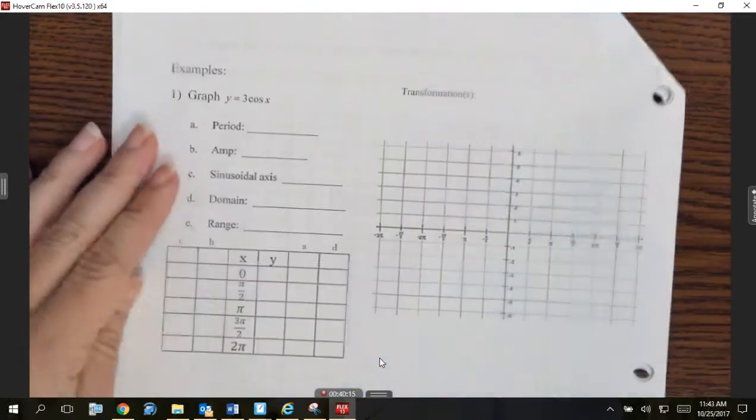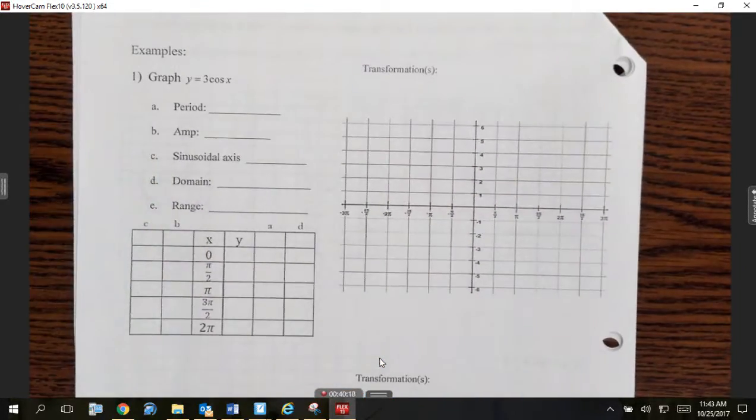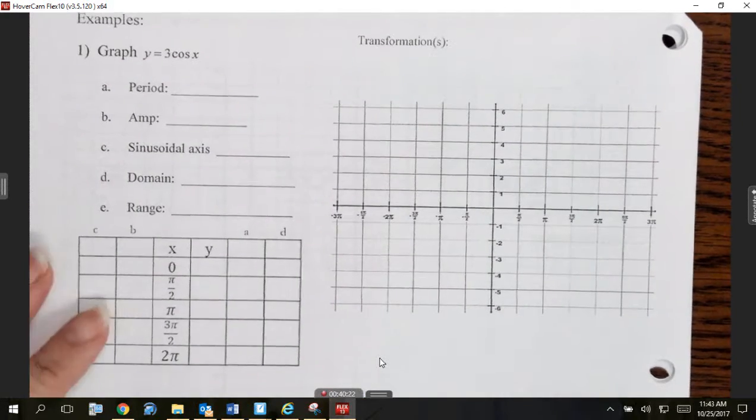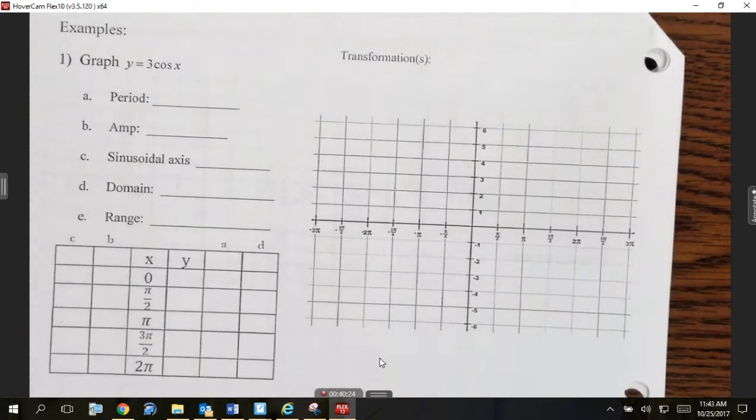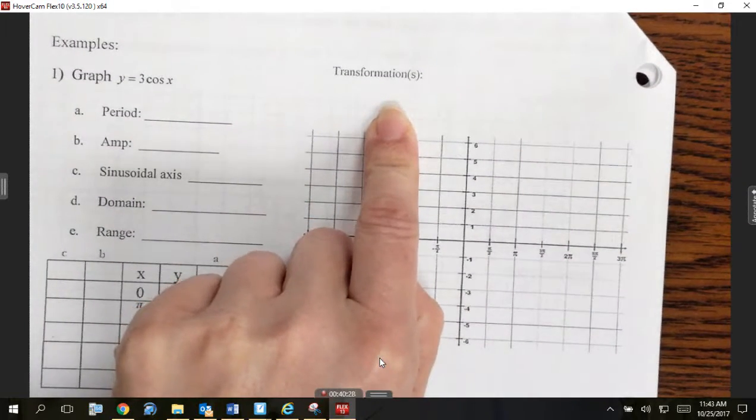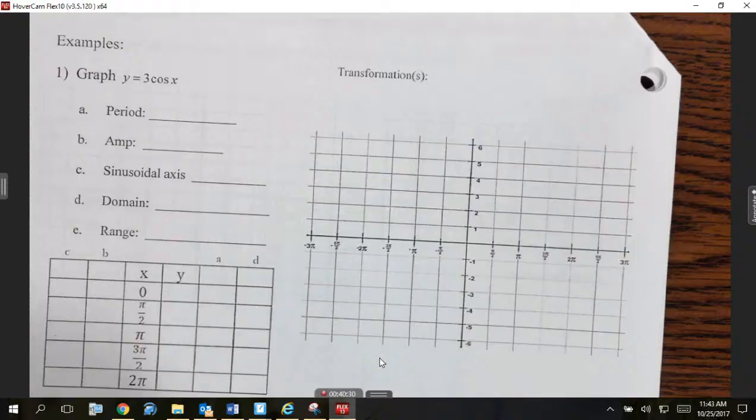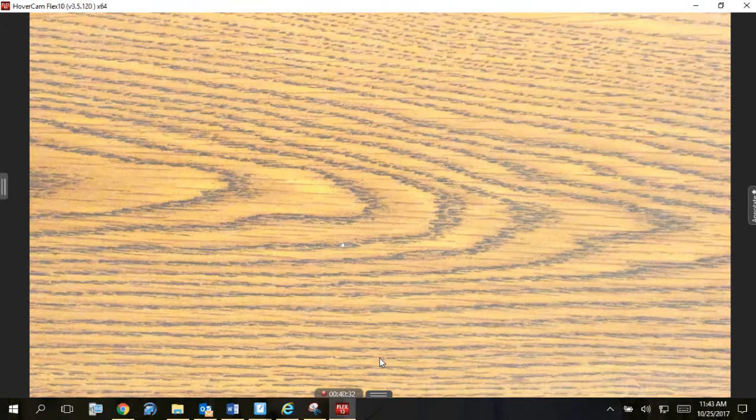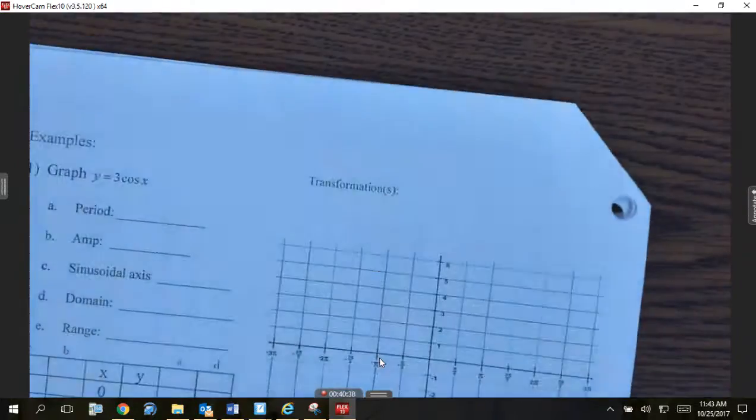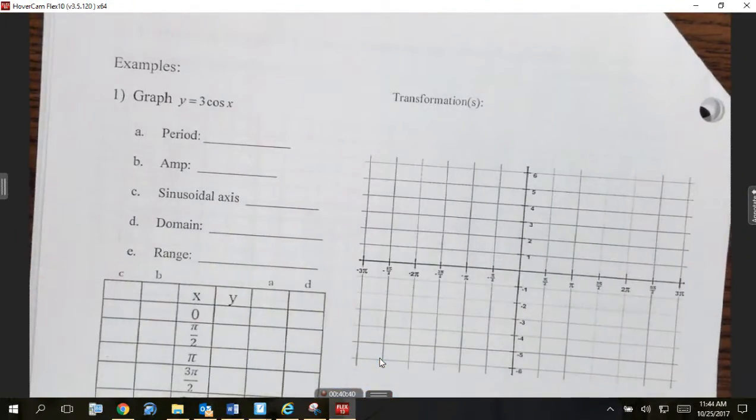So go to example 1. We are going to graph y equals 3 cosine x. The first thing we want to think about is transformations. Did I skip something? Oh, I did skip something. You know what though? Let's just go to here. I didn't get done in the other class, and I ended up skipping some anyway, so we can just skip the first two.